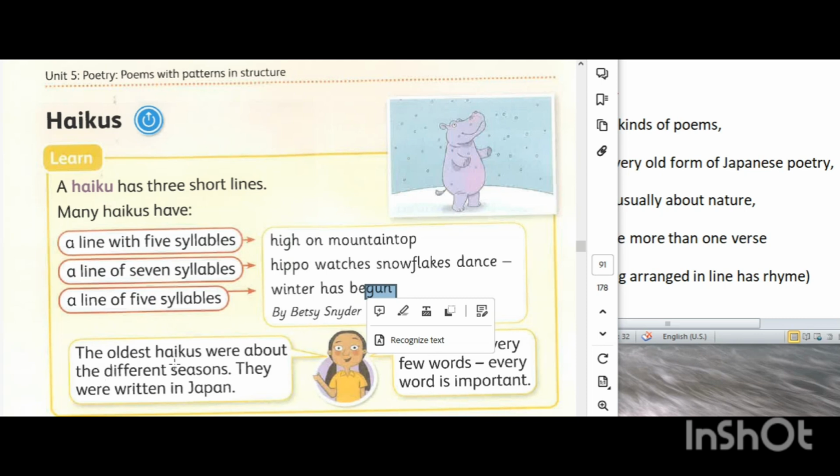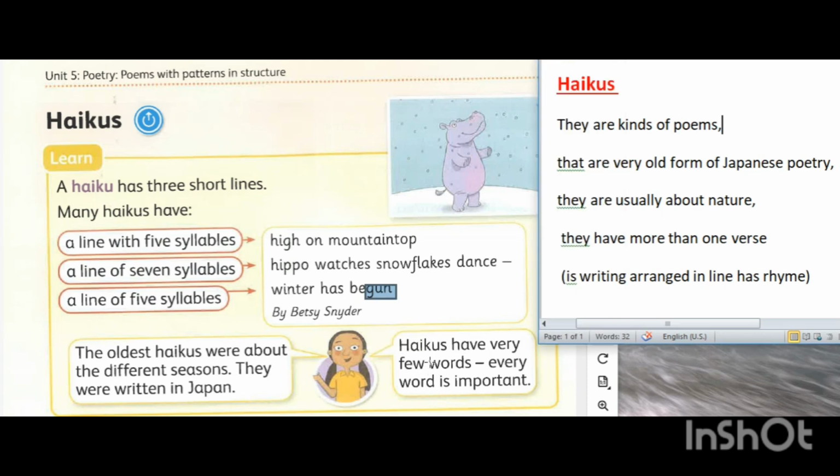Now, the oldest haikus were about the different seasons. Do you know the meaning of seasons? Periods of the year, like winter, summer, spring, autumn. They were written in Japan. Look here. Haikus have very few words. Every word is important. We have here 3 lines of the poem, so it's very short and has few words, but every word is important.